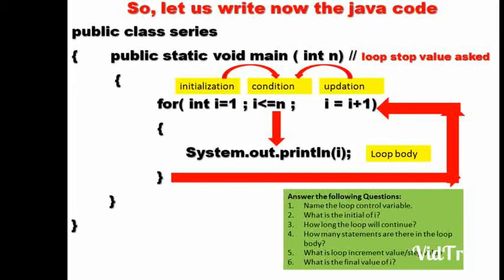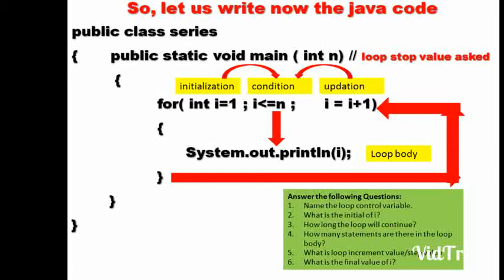Now for better understanding, let us answer these questions. Name the loop control variable. Which variable is controlling the loop? i. What is the initial value of i? i is initially 1. How long will the loop continue? The loop will continue until it reaches the value n.